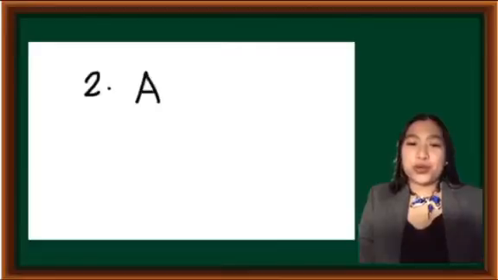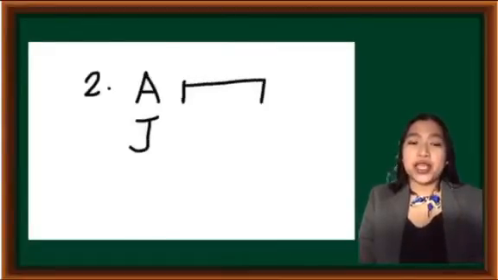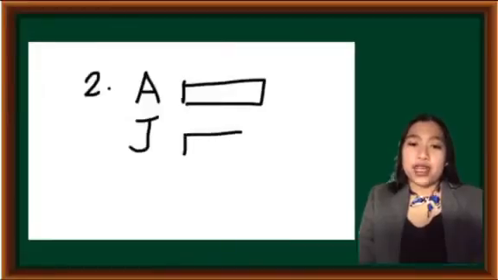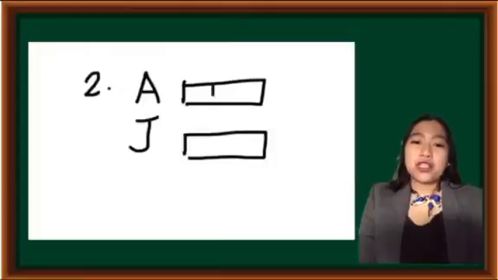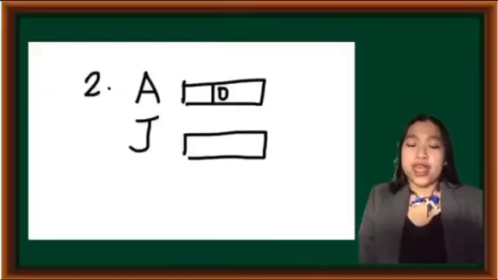So for number 2, again, let's label first. A for Anton and J for Julio. Then we draw a tape diagram. And next, how many fireflies does Anton catch? Yes, 10, that's right. Then, it said that Julio caught 3 fewer fireflies than Anton. So, we will cut it from his part.